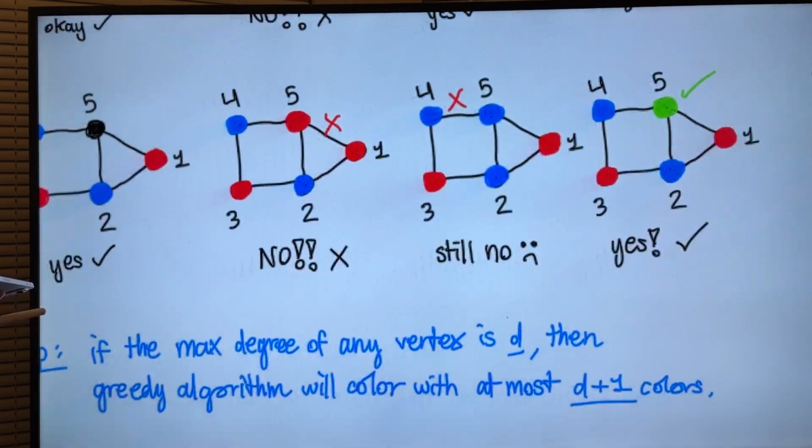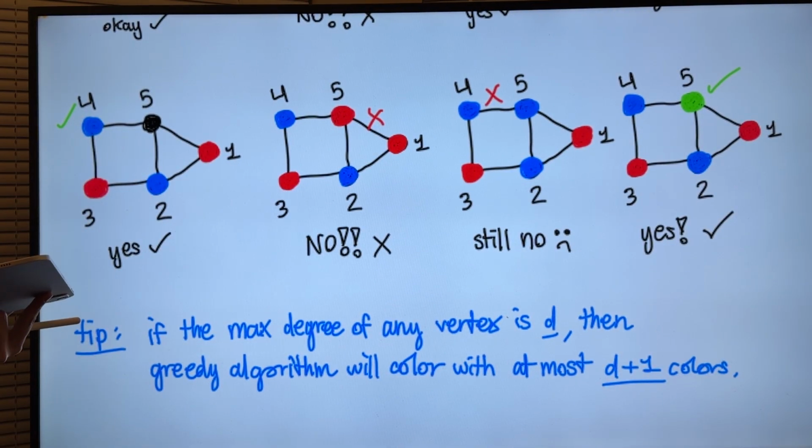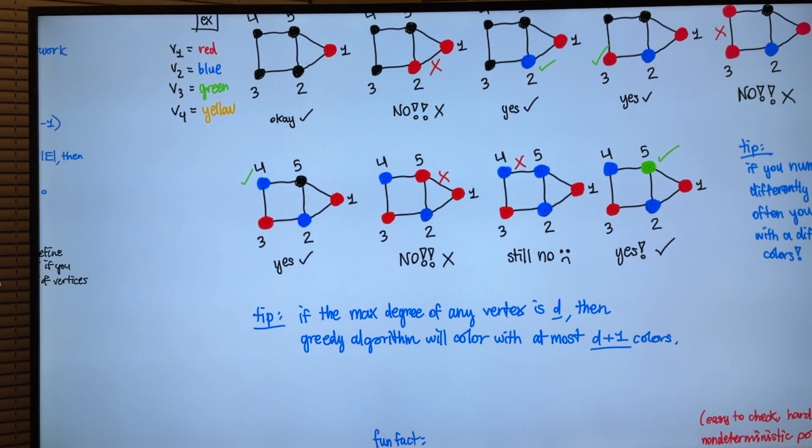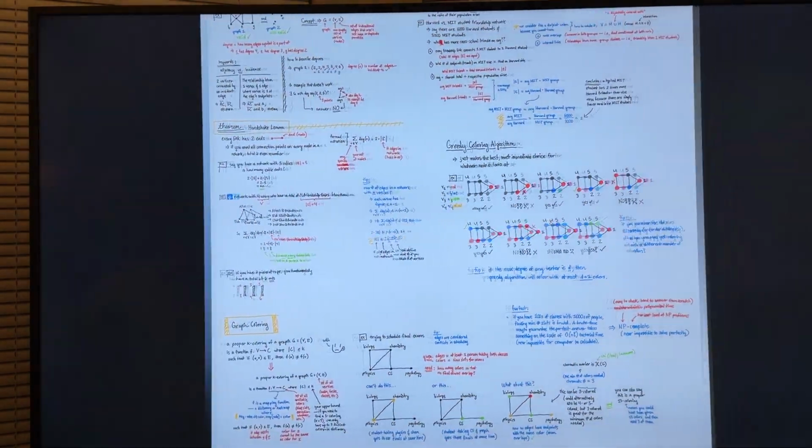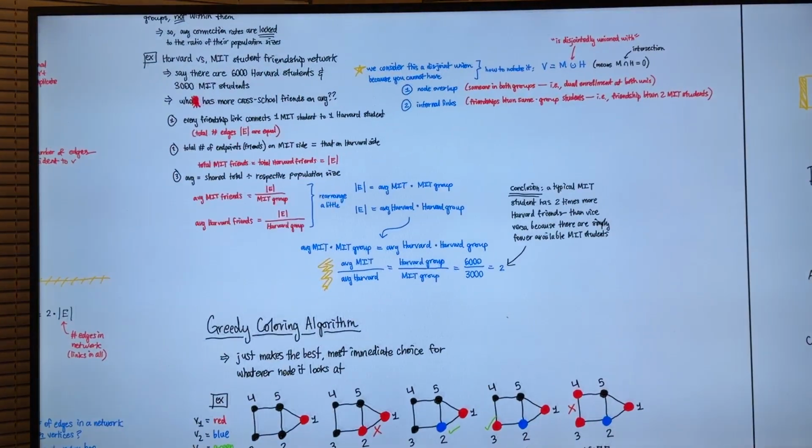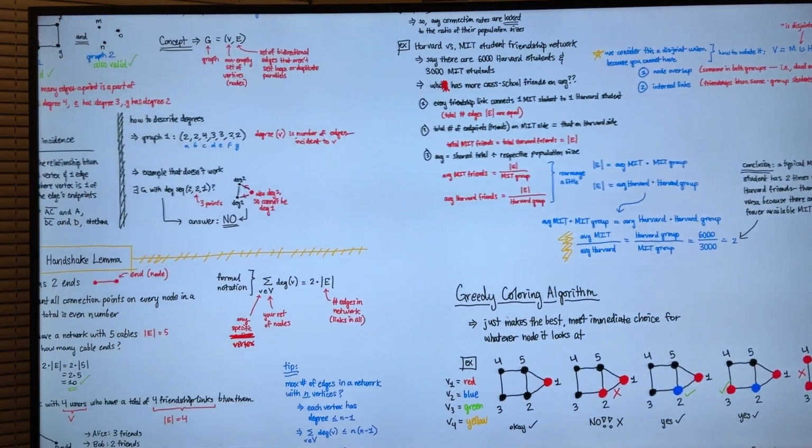Okay, and here's one last tip, just a little bit more variable related. If the maximum degree of any vertex is D, then the greedy algorithm will color with at most D+1 colors. So for example, if the max degree of any vertex that you have is 3, then at most your algorithm is going to color with 4 colors. So just a fun little tip. And yeah, I think that pretty much sums it up. Let me see, did we go over everything?